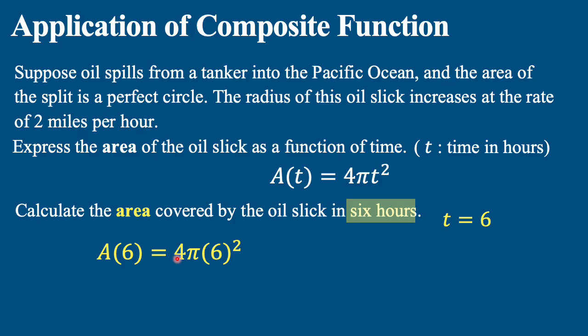That means 4 pi times 6 square. 6 square is 36. 4 pi times 36. That means 4 times 36, that's 144 pi square miles. That's one good example of application.